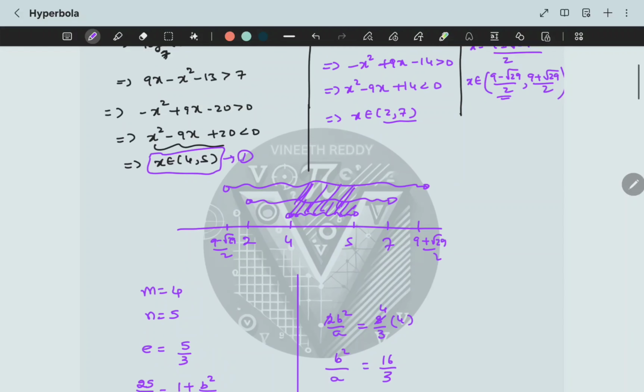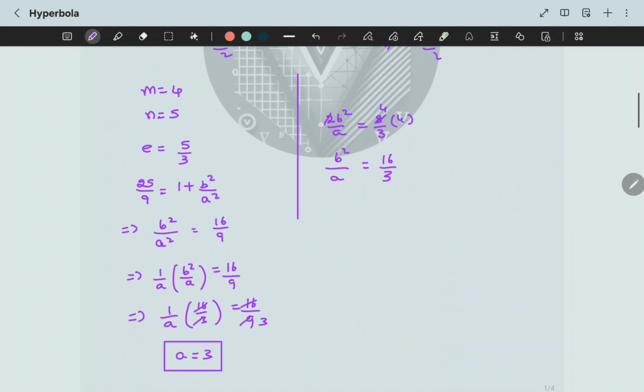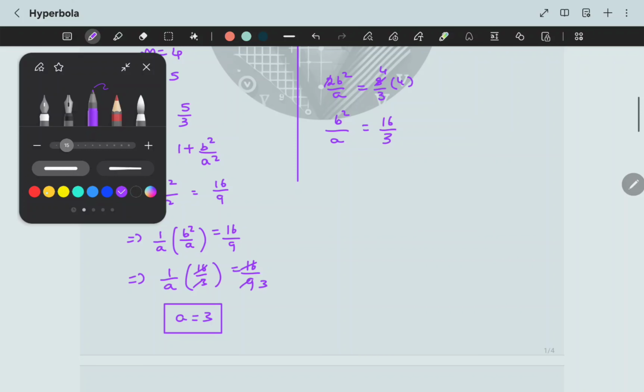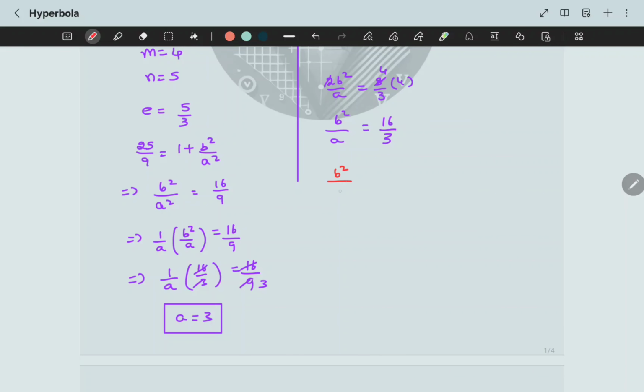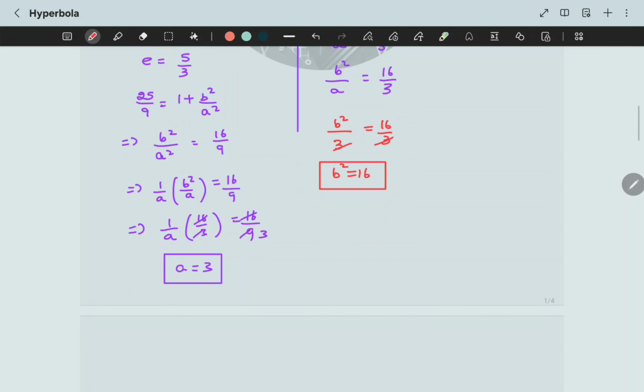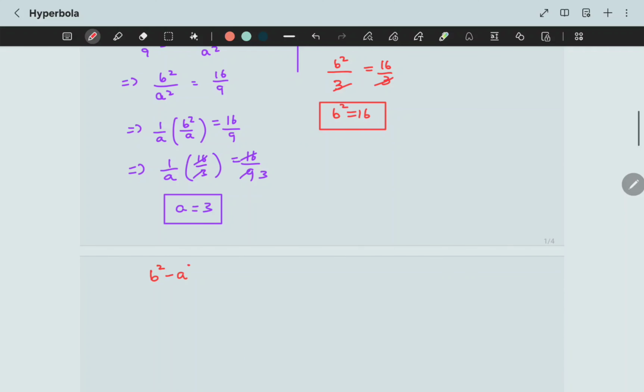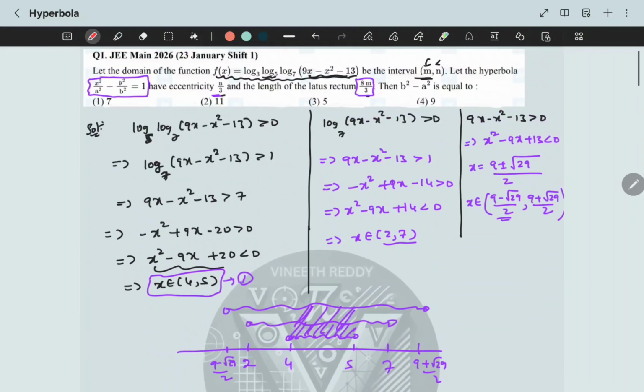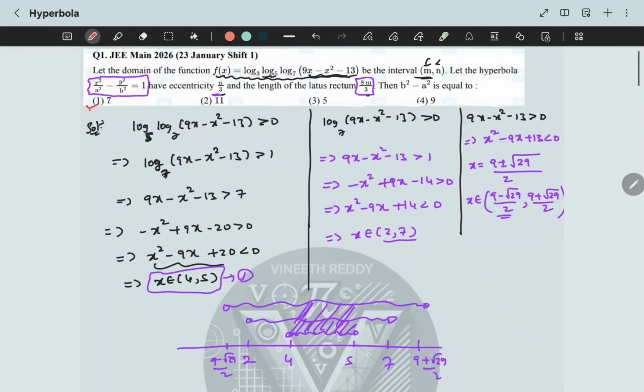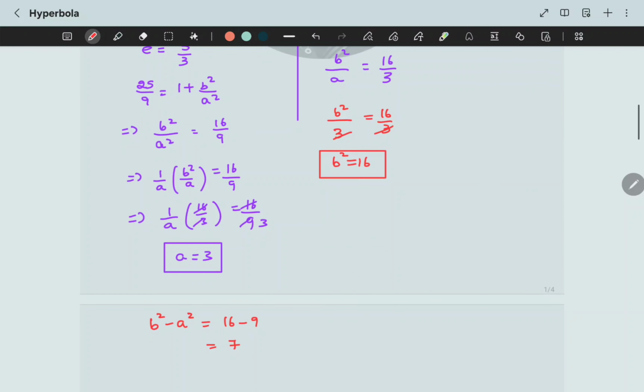So what is he asking? He's asking us to find b square minus a square. That means we have to find the value of b square as well. So b square divided by 3 is 16 divided by 3. That means b square is nothing but 16 and a square is nothing but 9. So b square minus a square will be 16 minus 9. I think that is 7. So 7 should be the answer, dear students. That's it. Option 1 is correct.